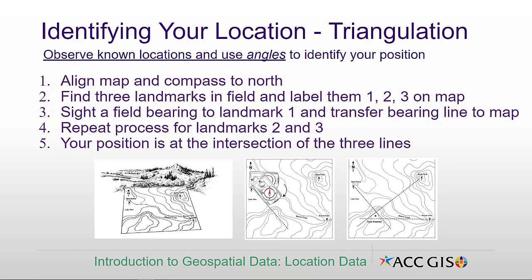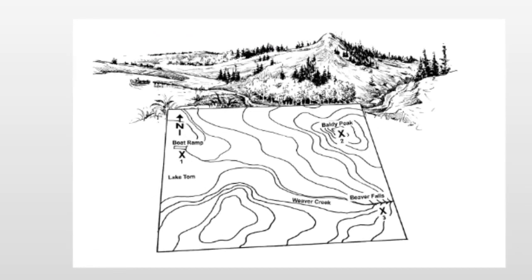So if you look in the bottom left-hand image, we have a landscape there in which we have a mountain, that's Baldy Peak. On the lower right-hand corner, you can see a waterfall, that's Beaver Falls. And in the left-hand corner, you can see a boat ramp. And so since I have those three known positions, I can take my map in which they're located and orient my map to the landscape. So in this case, line up Beaver Falls with Baldy Peak and the side of my map.